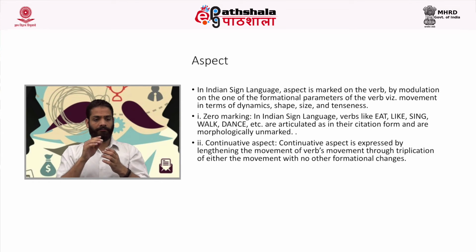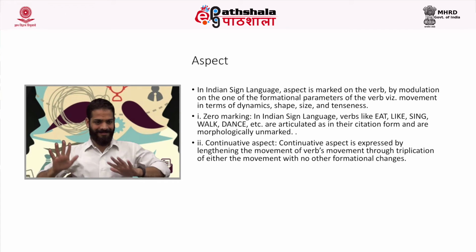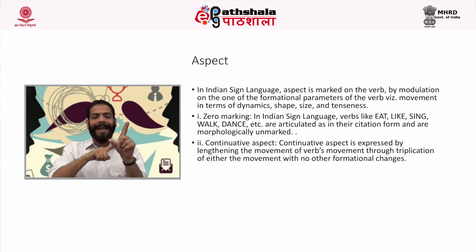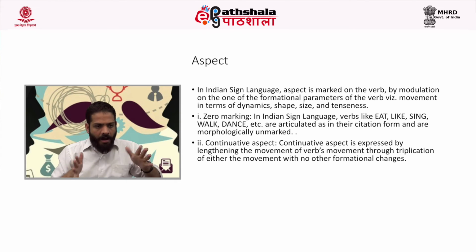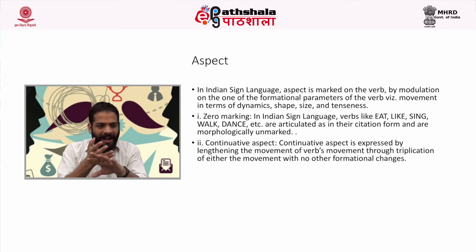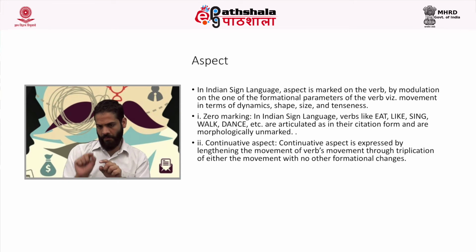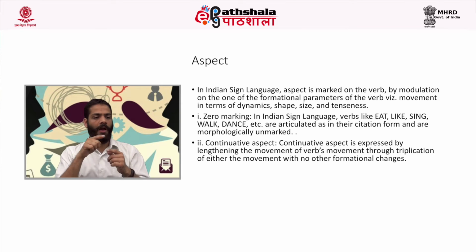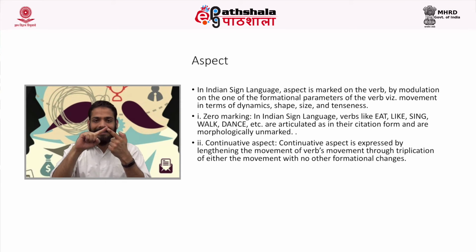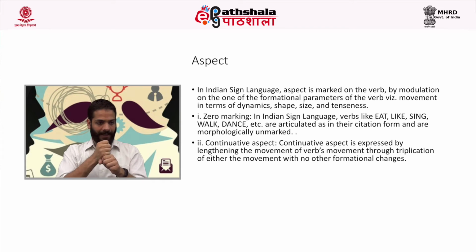The next grammatical category is aspect. In Indian Sign Language, aspect is marked on the verb by modulation of one of the formational parameters of the verb, like movement, in terms of dynamics, shape, size, and tenseness. The first category of aspect is zero marking. In Indian Sign Language, verbs like eat, like, sing, walk, dance are articulated in their citation form and are morphologically unmarked.